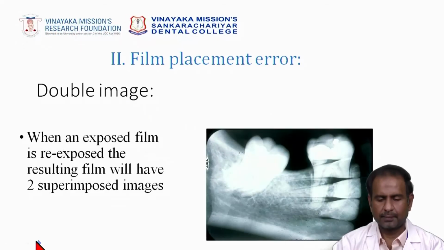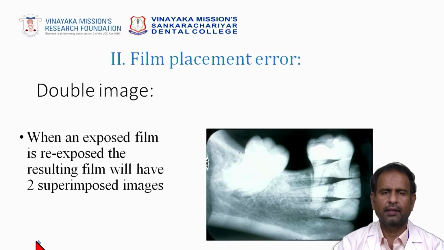That is the film placement error. During film positioning an error can occur. What are the errors? First is the double image. When an exposed film is re-exposed, the resulting film will have 2 superimposed images. Exposing the film 2 times causes the double image. See in this picture, anteriors and posteriors are seen in the same picture. So this is the double image.